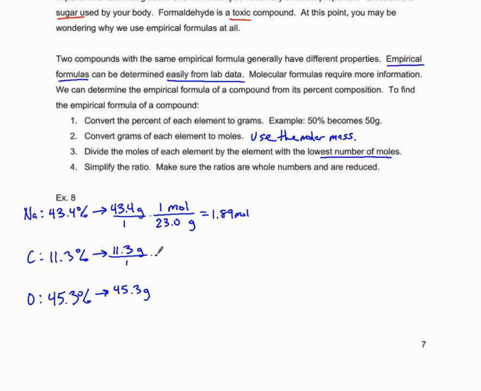We'll do the same with carbon, and there are 12.0 grams in 1 mole. And this is 0.942 moles. And the oxygen molar mass is 16.0 grams in 1 mole. And this is 2.83 moles.